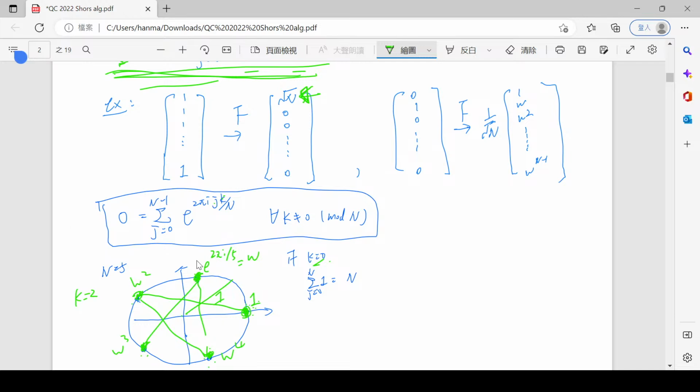So we want k being an integer not equal to 0 mod n, and there are n minus 1 possibilities, so that's why you get n minus 1 zeros here. So this is for k equal to 1, k equal to 2, to k equal to n minus 1. Any questions on how this calculation goes?